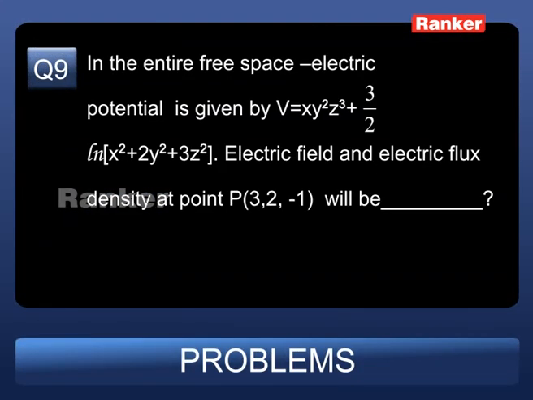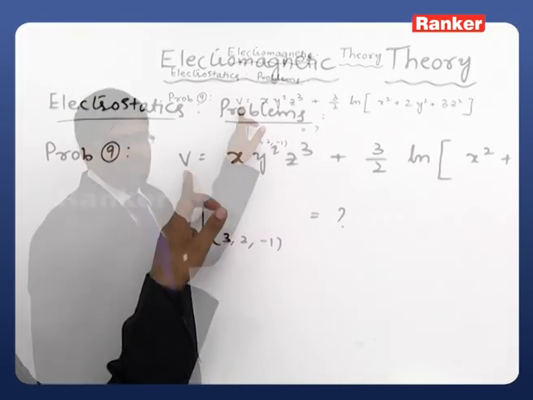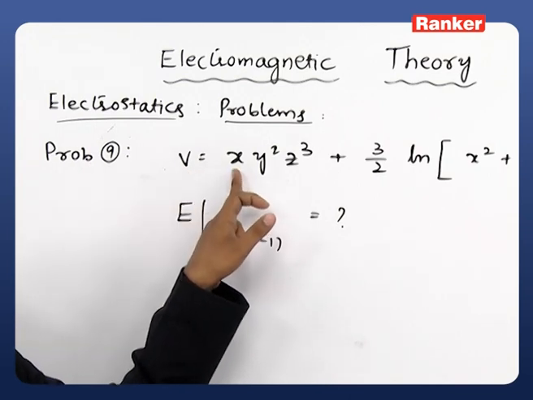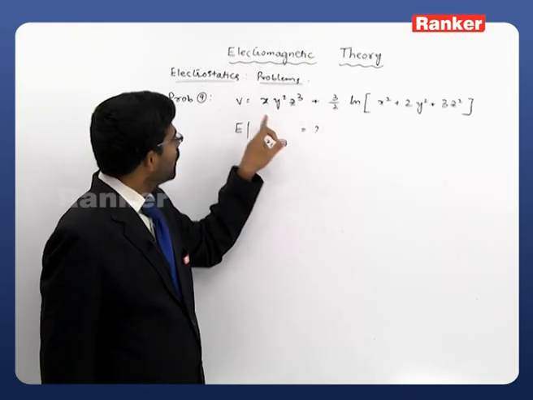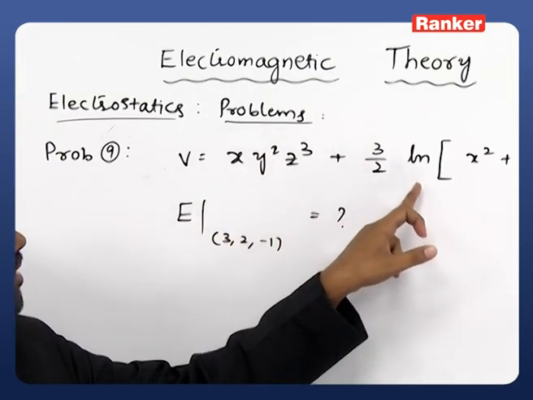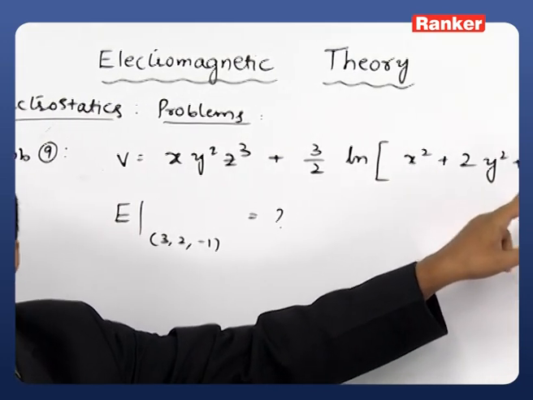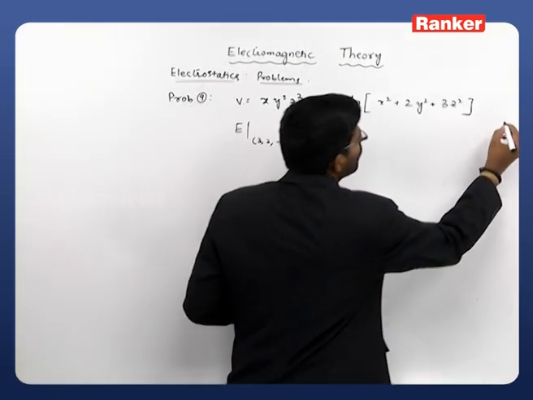Problem 9. In the entire free space, electric potential is given by V equals xy square z cube plus 3 by 2 natural logarithm of x square plus 2y square plus 3z square. The electric field and electric flux density at point P of (3, 2, -1) will be. Now here in this problem the potential is given to us. The potential is given in terms of x, y, z, that is clearly in the rectangular coordinate system. Maybe the units are volts.